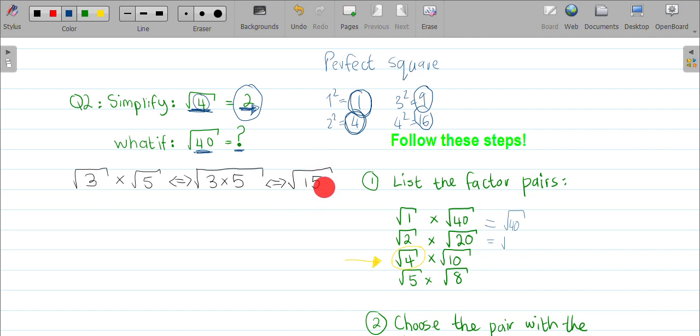The square root of 15 is the same as the square root of 3 times 5. Please remember that. And this is also the exact same as the square root of 3 times the square root of 5. So all of these work hand in hand. They are all the same number just written differently.